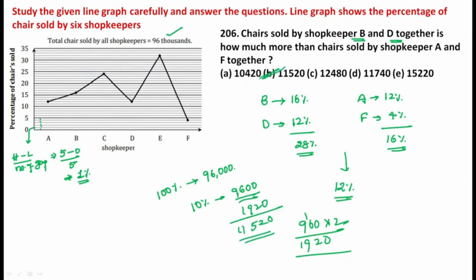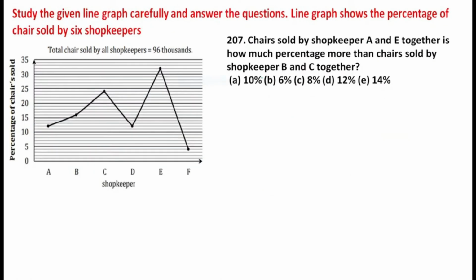Everyone, just observe the calculation. Guys, how we are choosing the option is most important. Next question. How we are taking the data is most important for solving any data interpretation question. Remember that. Next. Shares sold by shopkeeper A and E together is how much percentage more than the shares sold by shopkeeper BC together? Again, AE information.